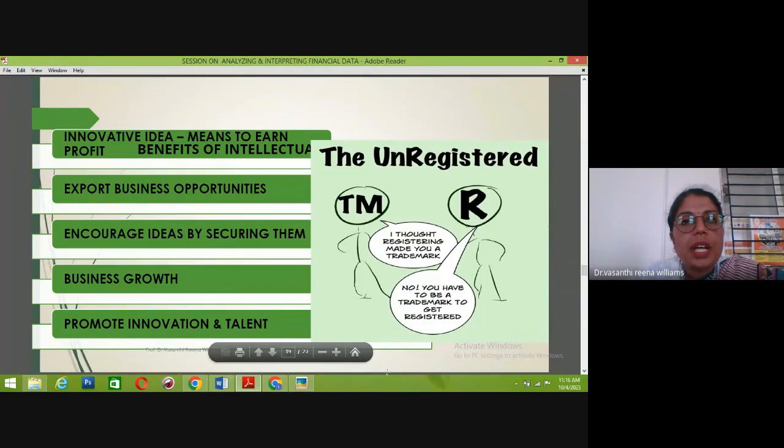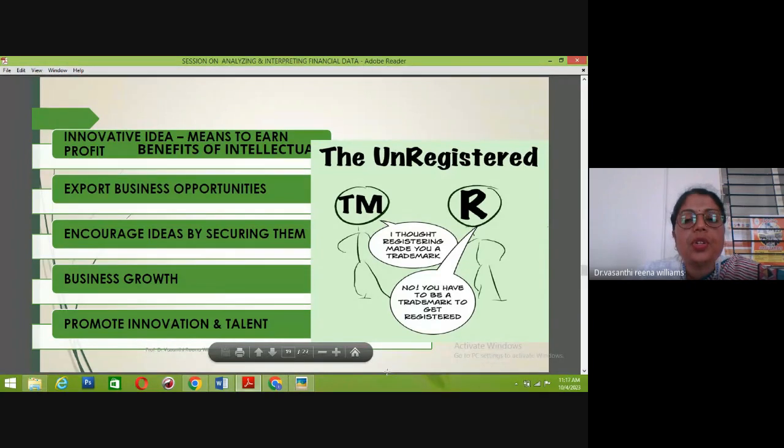Thirdly, it also helps people to come up with ideas, because otherwise I'll feel that if I come up with the idea, somebody else will come and steal it. So why should I do it? But when I know that I can secure it and I can get recognition for it, then I will come up with it. Everybody gets encouraged and motivated to come up with new ideas. So this is one.